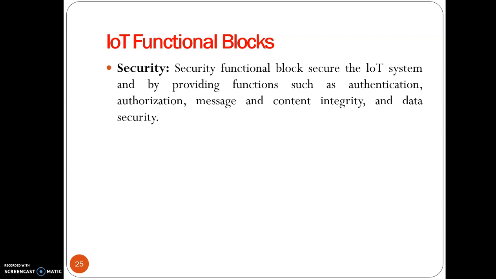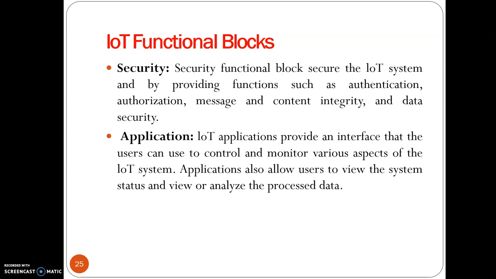Security. The security functional block secures the IoT system by providing functions such as authentication, authorization, message and content integrity, and data security. And the last block is the application. The IoT application provides an interface that the user can use to control and monitor various aspects of the IoT system. Applications also allow the user to view the system status and to view and analyze the process data.